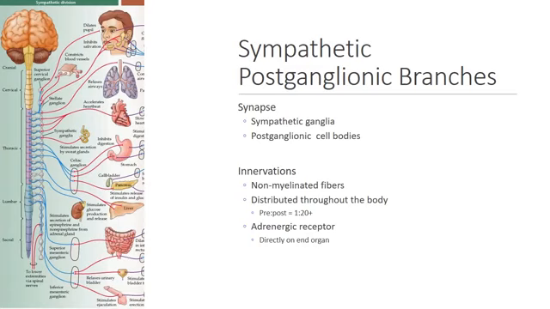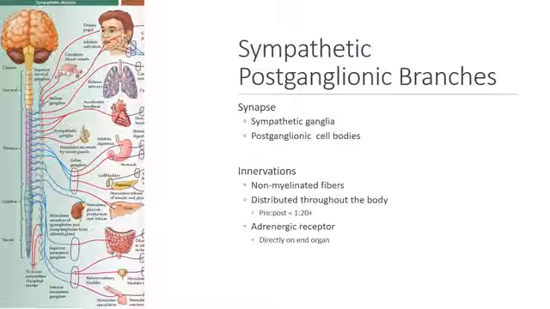Now moving on to the postganglionic sympathetic branches, the cell bodies are going to reside in those same sympathetic ganglia, and leading out of those we have unmyelinated fibers that are distributed throughout the body. And you can see that there is an increase in the ratio of preganglionic to postganglionic fibers. For every one preganglionic fiber, there are 20 or more postganglionic fibers.